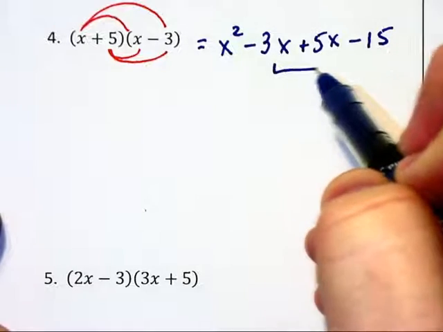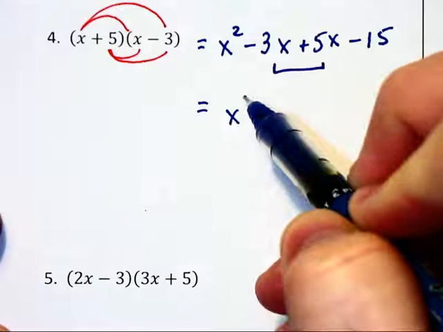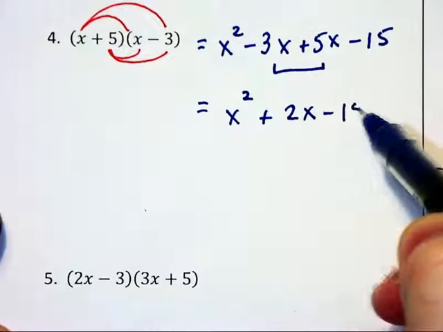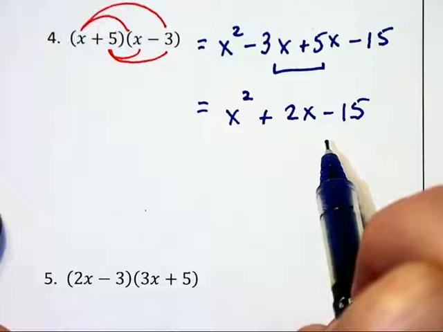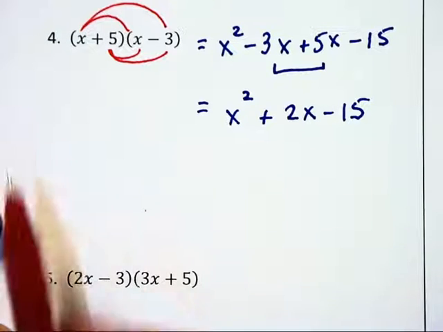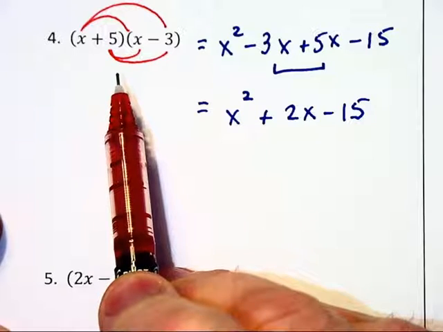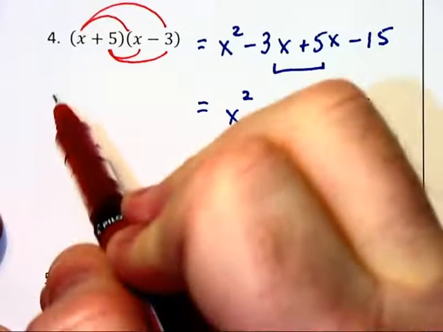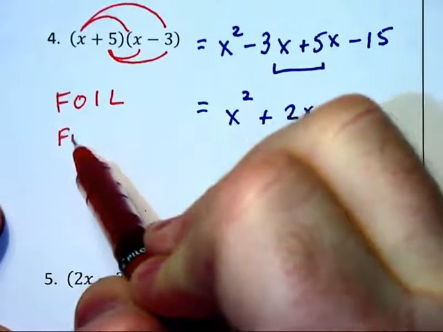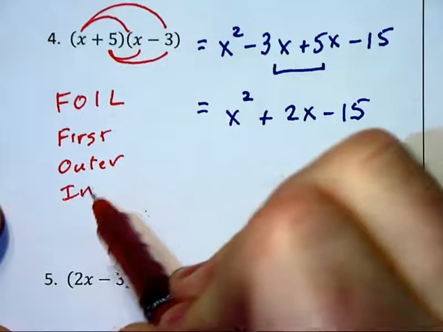And then we have like terms in the middle of the expression, and those can be combined together to make x squared plus 2x minus 15, which cannot be simplified further. Now, you will be multiplying binomials by binomials quite a bit in this class, and most math teachers prefer to explain this as double distribution, but there is an acronym FOIL, F-O-I-L, which stands for first, outer, inner, and last.